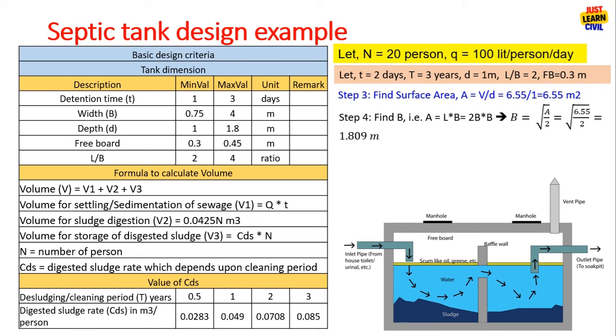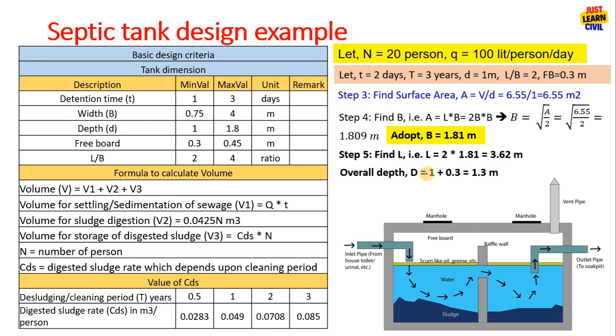In step 3, as we saw there, we are finding the surface area, which is V divided by D, that is 6.55 square meter. Now using the equation A equals L into B and replacing L by B equals 2, we get B equals 1.809. Now you can adopt the nearest value 1.81 meter. Now find L, which is 2 times B, that is 3.62 meter. Now overall depth is found by effective depth and freeboard, which is 1.3 here. Now finally you can provide the dimension 3.62 meter into 1.81 meter into 1.3 meter. That is the dimension of the septic tank.